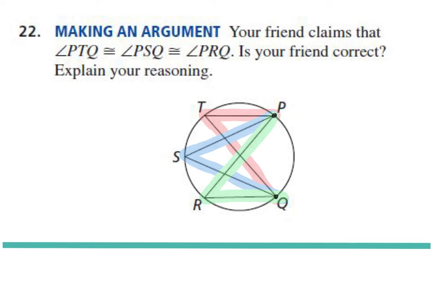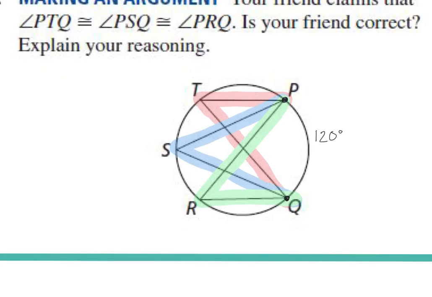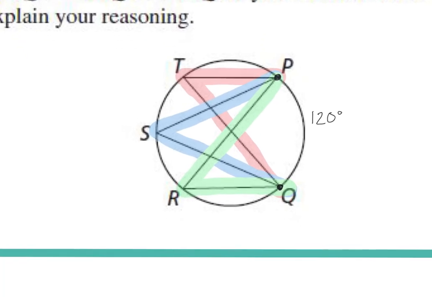So let's say we knew what the arc length of PQ was, and let's say we knew it was 120 degrees. What would that tell us about the three angles? They'd all equal 60. Very good. Each of them is equal to 60 degrees.